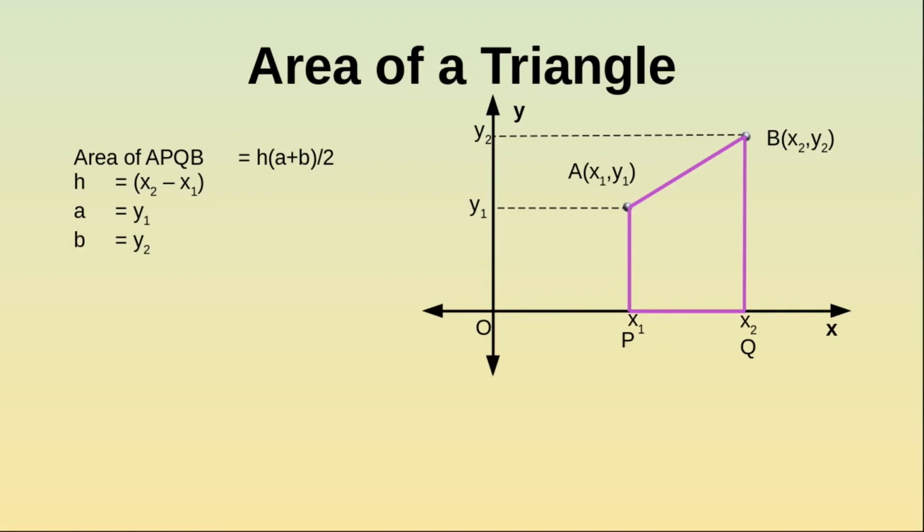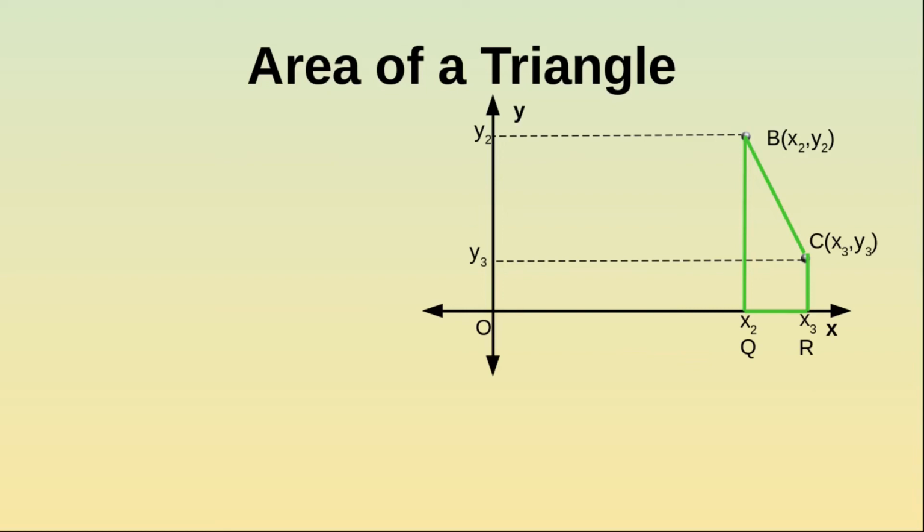So now we have got all of our unknowns, that is H, A, B. So now we can easily put these 3 values into the formula and evaluate the area of the trapezoid APQB. So we are getting the area of the trapezoid as follows: x2 minus x1 into y1 plus y2 whole divided by 2. Now we have found the area of the trapezoid APQB. Now we need to do this same thing for 2 more trapezoids. Now let's consider the next trapezoid, that is this.